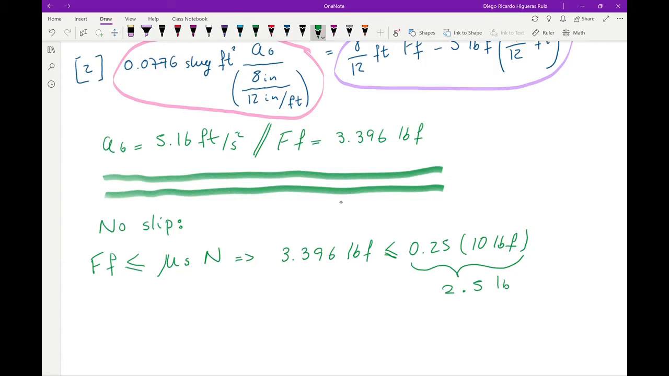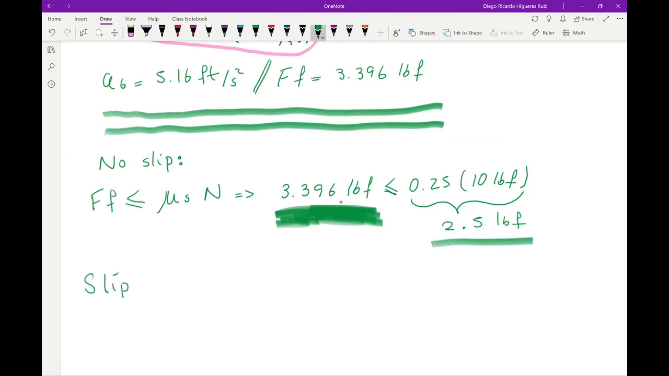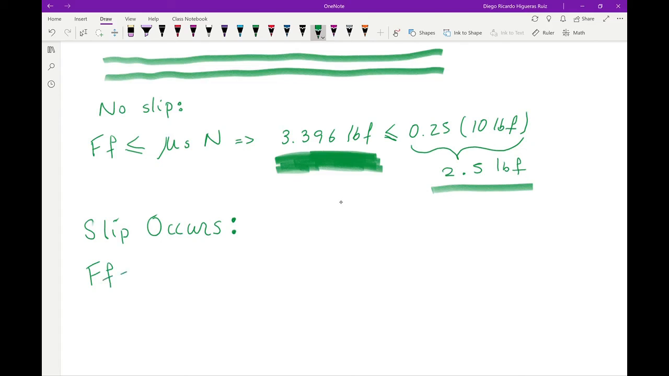So our force, the one that we calculated, is actually greater than the 2.5 pounds force. So this means that a slip occurs. Then we need to solve this again. We need to actually go ahead and solve for the friction force, but that's gonna be pretty straightforward now.